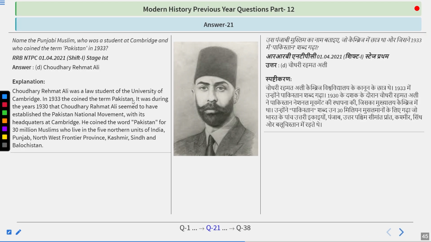Chaudhry Rahmat Ali was a law student of the University of Cambridge. In 1933, he coined the term Pakistan. It was during the year 1930 that Chaudhry Rahmat Ali is said to have established the Pakistan National Movement, headquartered at Cambridge. He coined the word Pakistan for 30 million Muslims who lived in the 5 northern units of India: Punjab, Northwest Frontier Province, Kashmir, Sindh, and Balochistan. So do remember, the answer is Chaudhry Rahmat Ali.